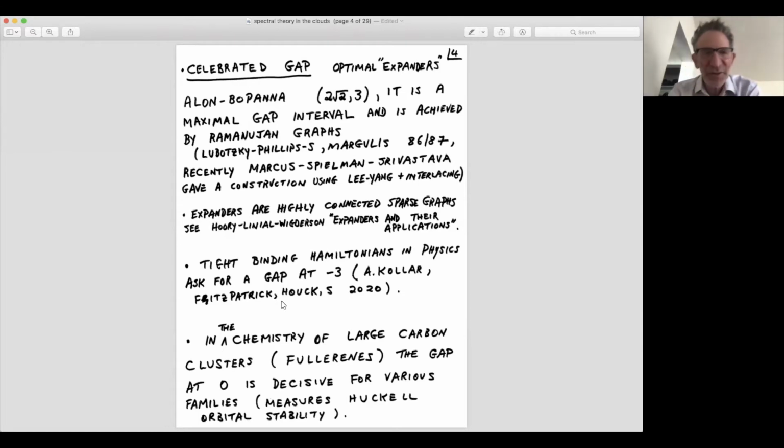And it goes back to Alon and Boppana early on in the theory, when expanders became very popular in the 70s and 80s, who showed that the maximal possible gap, if you have a sequence of 3-regular graphs whose size gets larger and larger, is the interval 2 root 2 to 3. They didn't know how to create such a gap with a sequence of graphs. And this was created by Lubotzky, Phillips, and myself, and independently Margulis in '86, '87, showing that 2 root 2 to 3, this gap at the top, is optimal and can be achieved.